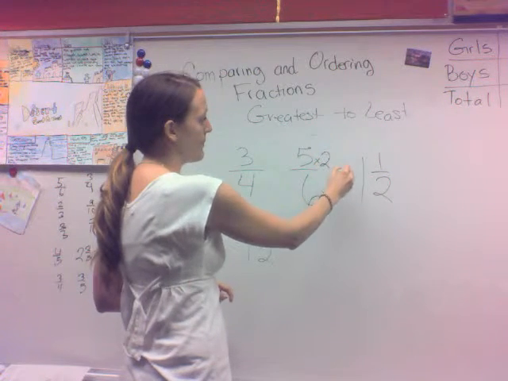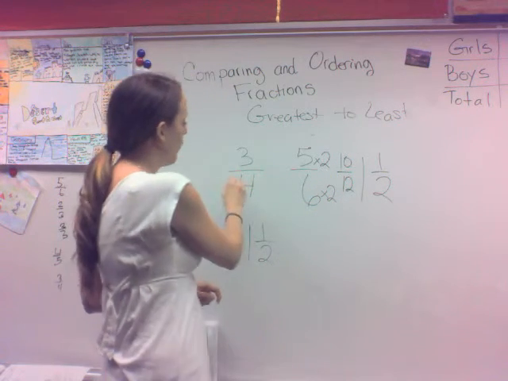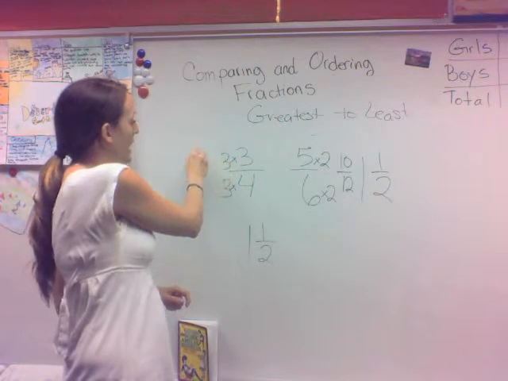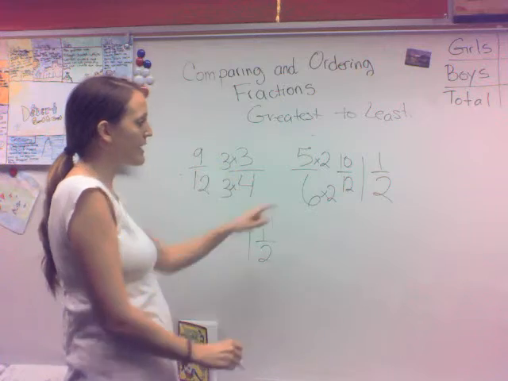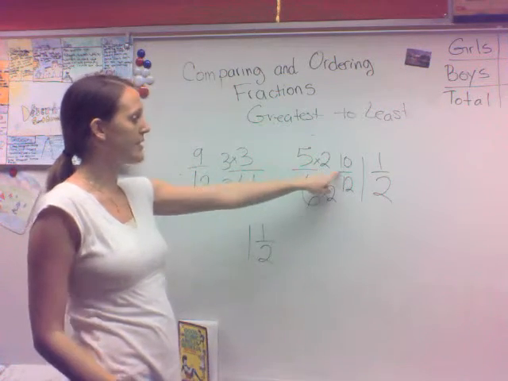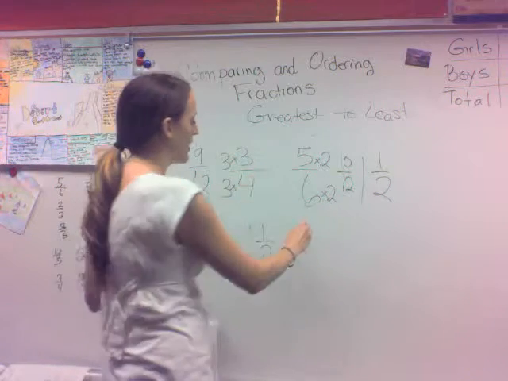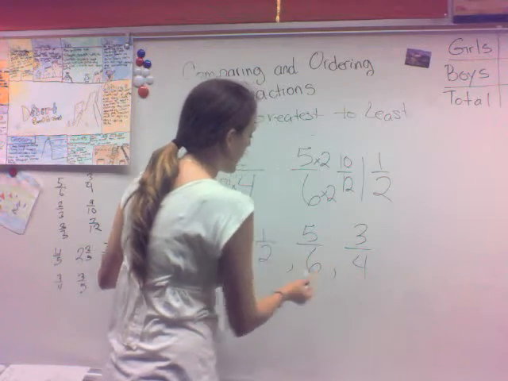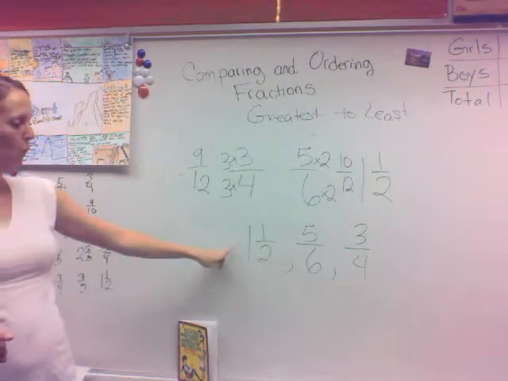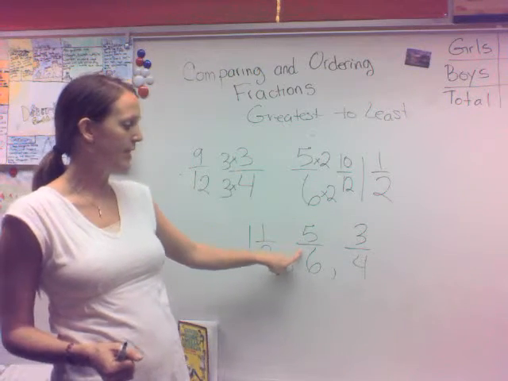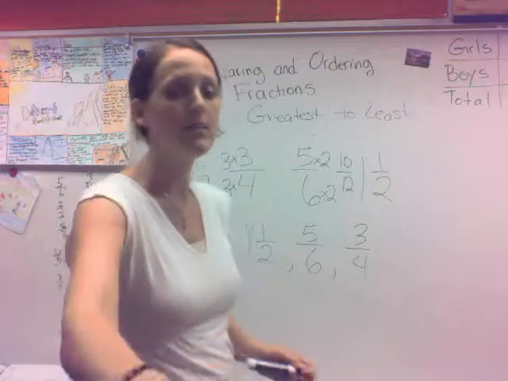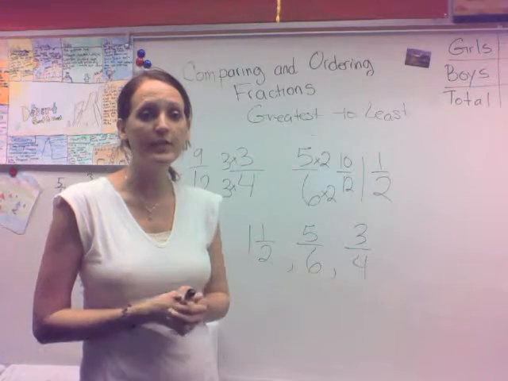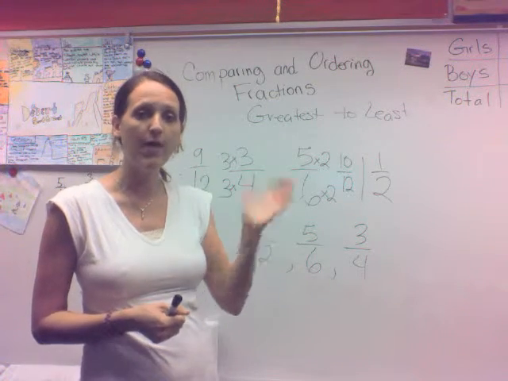And do it to the bottom and the top, I get 10/12. What do I multiply times my 4? 3. And I get 9/12. And now it's very easy for me to compare that 9/12 is less than 10/12, but I have to write my original fraction, which is 5/6 and 3/4. Therefore, I can see that 1 and 1/2 is greater than 5/6, which is greater than 3/4. So that is how we compare and order fractions. Remember, you can watch this video as many times as you need to in order to compare and order fractions.